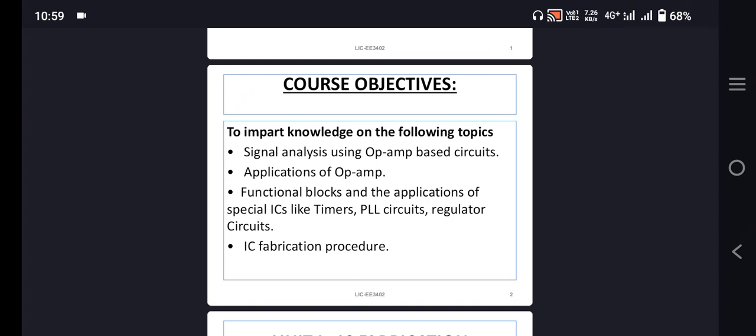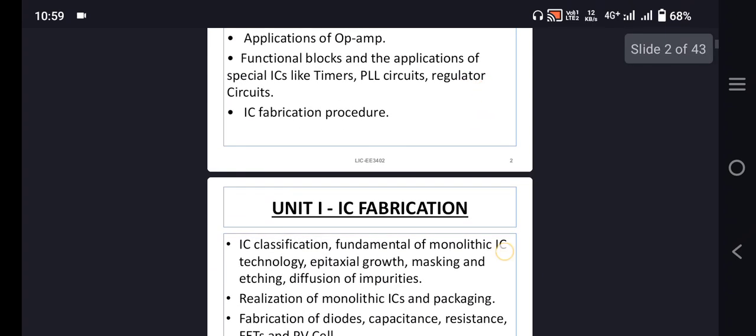The objective of this particular course is to impart knowledge on four topics like signal analysis using op-amp based circuits, applications of op-amp, functional blocks and the applications of special ICs like timer, PLL circuit, regulator circuit, and the procedure of IC fabrication.